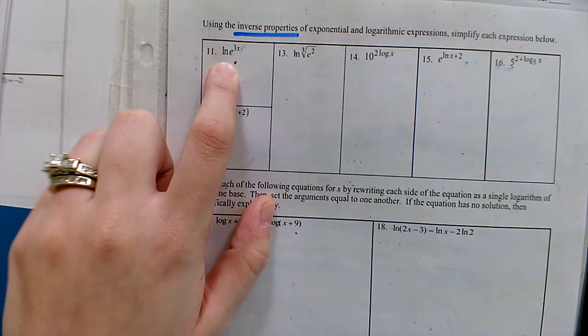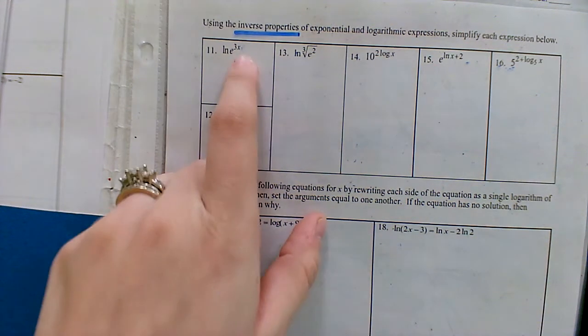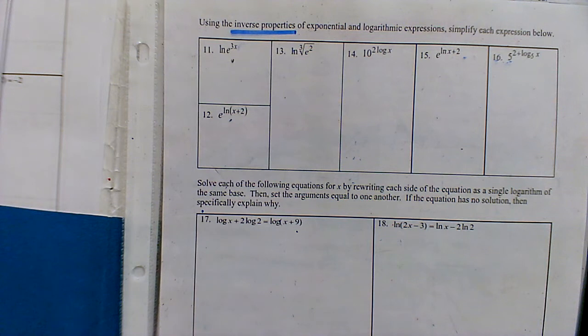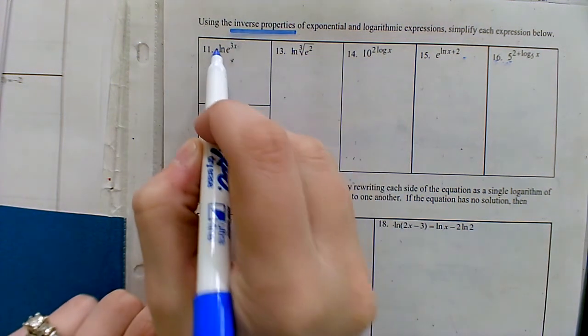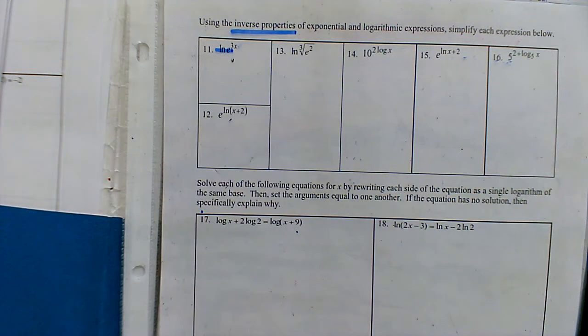Good, Rebecca? The natural log and the e. Okay, perfect. So the base of a natural log is an e. The base of the argument is an e. Natural logs and exponentials are inverses. They cancel each other out. So if the natural log and the e are canceling each other out, what are we essentially left with?